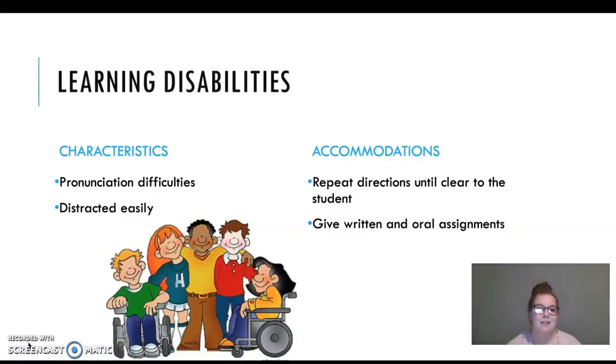Learning disabilities. Characteristics of a typical student with a learning disability include pronunciation difficulties and becoming distracted very easily. Some accommodations include repeating directions until clear to the student and giving written and oral assignments.